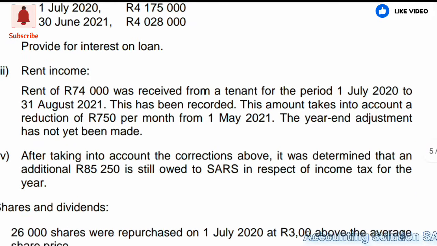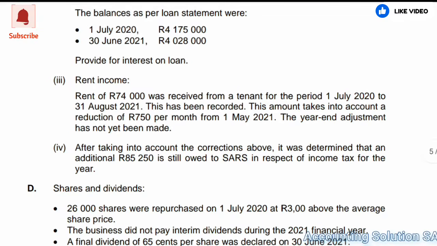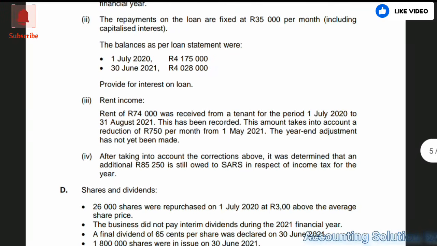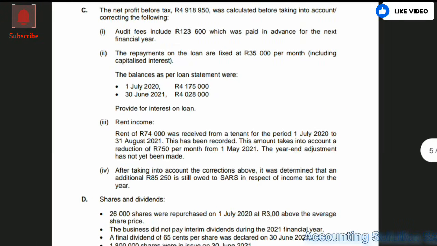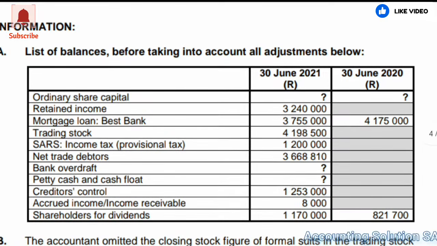Then number 5, they said after taking into account the correction above, it was determined that an additional 85,250 is still owed to SARS in respect of income tax for the year. Okay, now let's check. We found that we still owe SARS an amount of 85,250, which means that this amount must be added. Okay, however, we don't only consider the 85,000 that we owe. We have to consider the provisional payment if we have any under our list of balances.